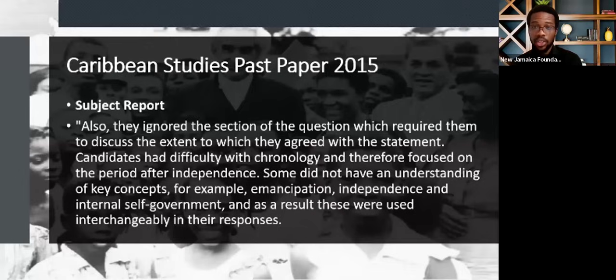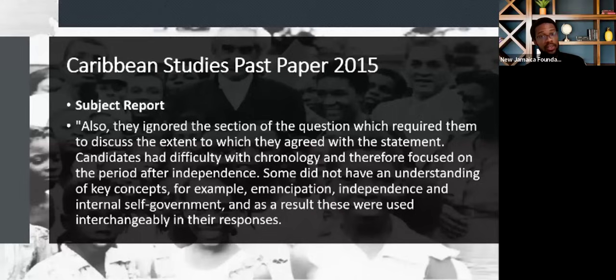Candidates had difficulty with chronology and therefore focused on the period after independence. Some did not have an understanding of key concepts, for example, emancipation, independence, and internal self-government, and as a result, these were used interchangeably. So basically, the strength of the candidates, first and foremost, is that they have a general understanding of what self-government meant in the Caribbean. But the challenge is that they either confuse the terms or mix up the chronology of events.